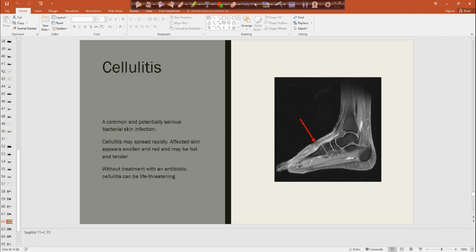But it's potentially a serious bacterial skin infection. You don't want that to spread to the bone. What's it called when it spreads to the bone? Osteomyelitis, good. So treatment without antibiotics could actually be life-threatening.